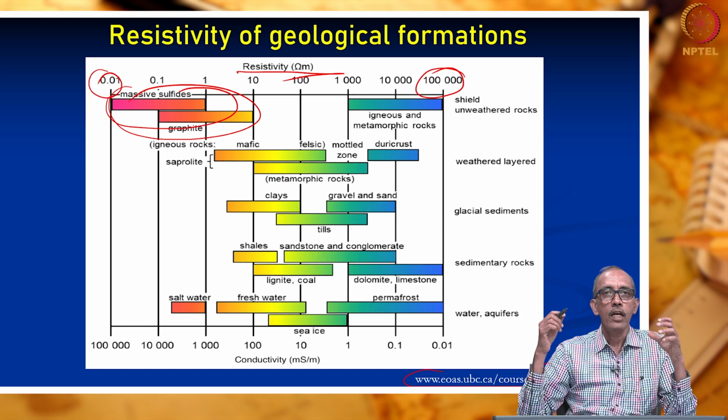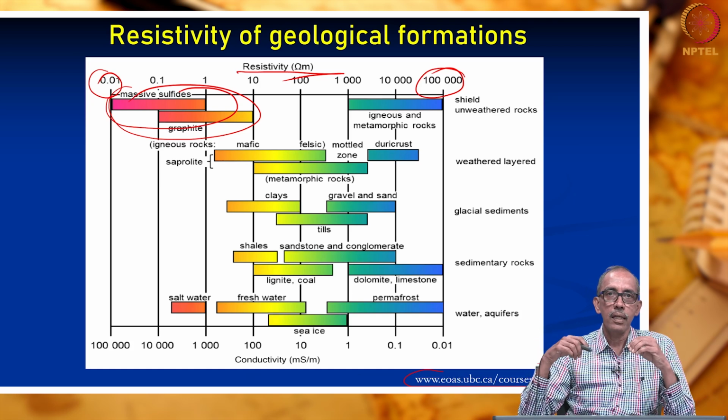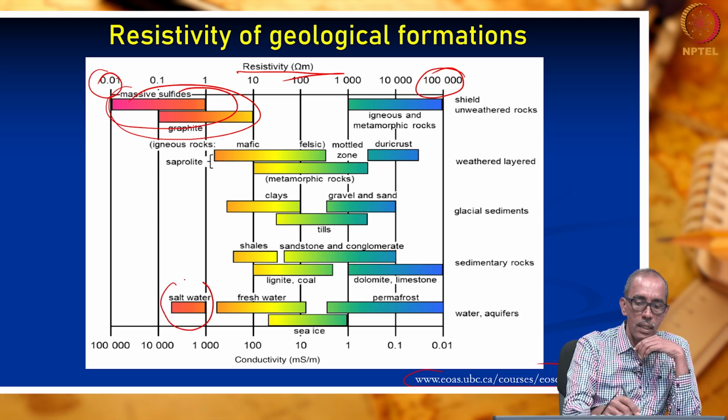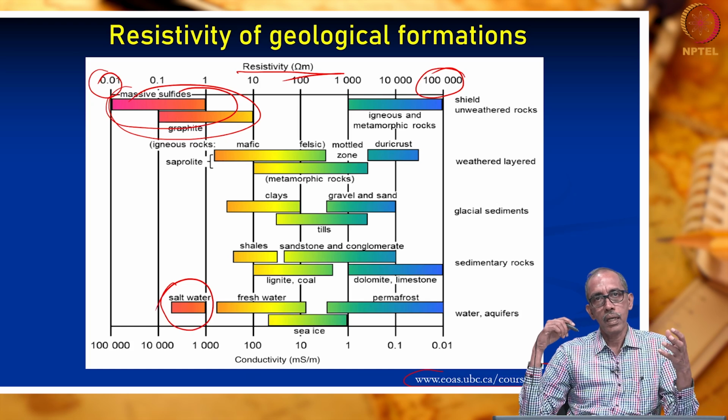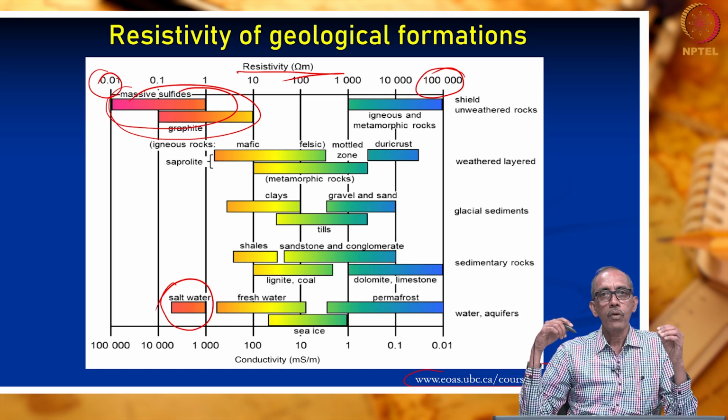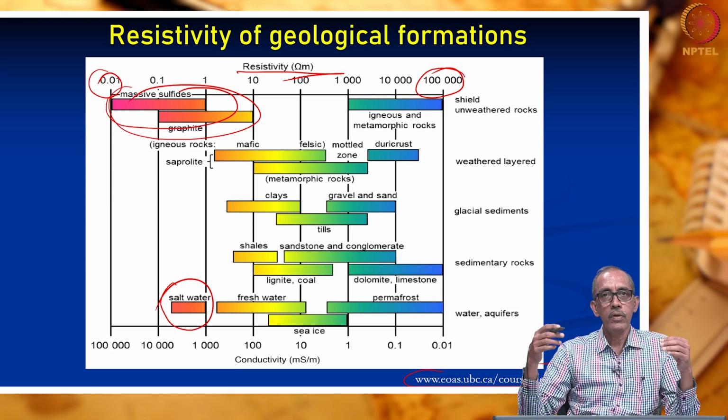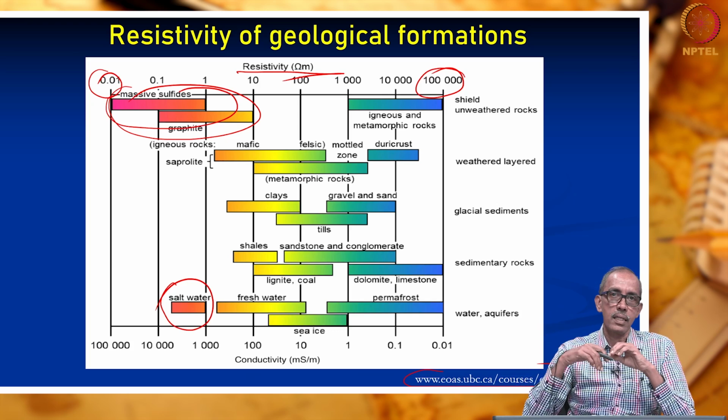Then we had also seen that the quality of groundwater is one of the important factors that control the resistivity which we measure. So here you can see salt water has very low resistivity. So if salt water is present below the surface of the earth, the resistivity which we measure will be very low, isn't it?